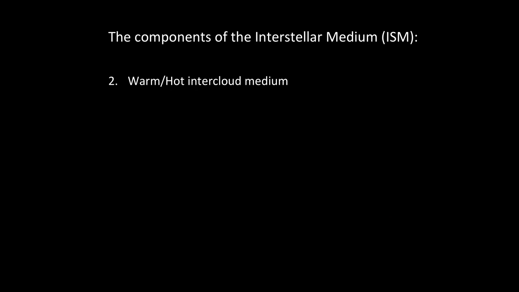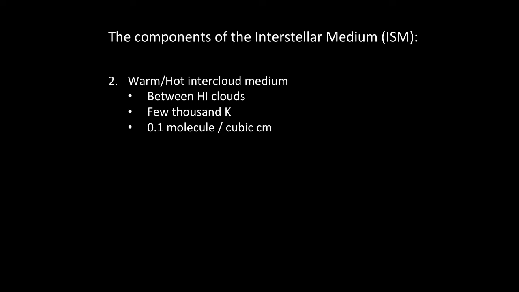nebulae. The second component is really two components, which I'm lumping together, the warm or hot intercloud medium. So this is just the stuff that exists between H1 clouds. As the name suggests, it's a lot warmer than the H1 clouds. Temperatures of the hydrogen atoms get up to a few thousand degrees Kelvin, but it's much, much less dense. On average, you've got 0.1 molecule per cubic centimeter.